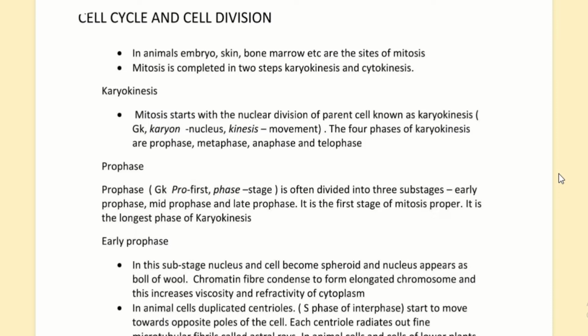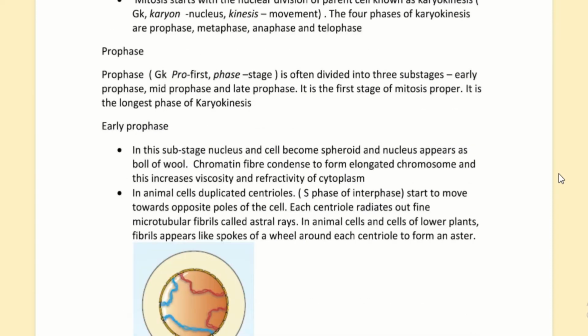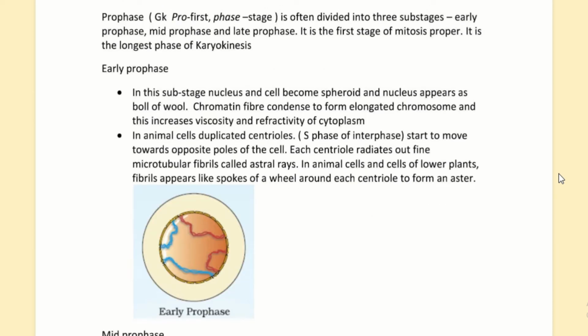Karyokinesis: mitosis starts with nuclear division of parent cells known as karyokinesis. The four phases of karyokinesis are prophase, metaphase, anaphase, and telophase. Prophase is often divided into three substages: early prophase, mid prophase, late prophase. It is the first stage of mitosis proper. It is the longest phase of karyokinesis.